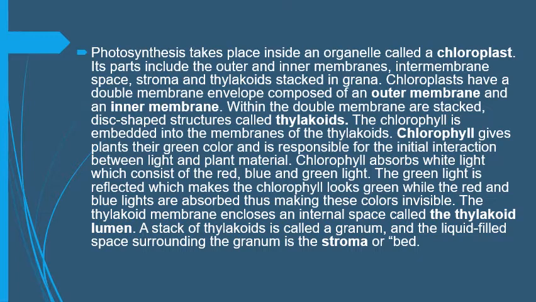Chlorophyll gives plants their green color and is responsible for the initial interaction between light and plant material. Chlorophyll absorbs white light, which consists of the red, blue, and green light. The green light is reflected, which makes the chlorophyll look green, while the red and blue lights are absorbed, thus making these colors invisible. The thylakoid membrane encloses an internal space called the thylakoid lumen. A stack of thylakoids is called a granum, and the liquid-filled space surrounding the granum is the stroma or bed.